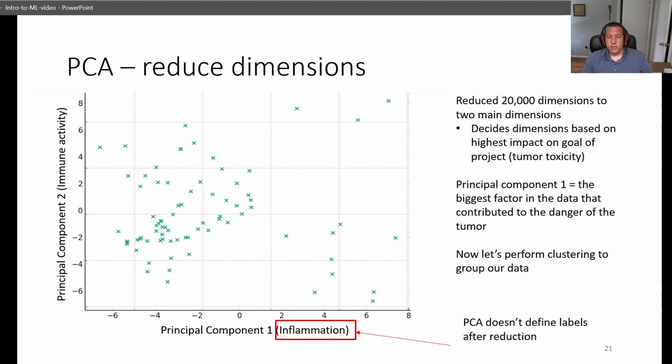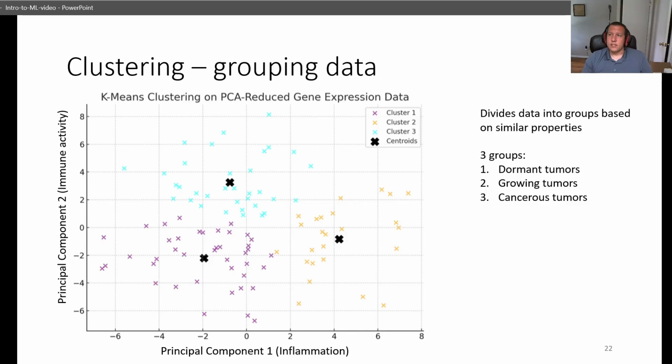So now that we have our simplified PCA with our two dimensions, we can do clustering to examine how those dimensions affect the different results of our output. In this case, my clustering created 3 clusters. The first cluster, which has low inflammation and low immune activity, I determined were likely dormant tumors. Tumors that had inflammation but low immune activity were active tumors, but maybe weren't cancers. And then cluster 3, which had both high inflammation and high immune activity, were determined to be cancerous tumors based on the data provided to the model.